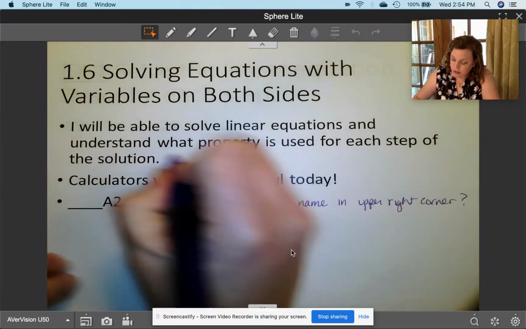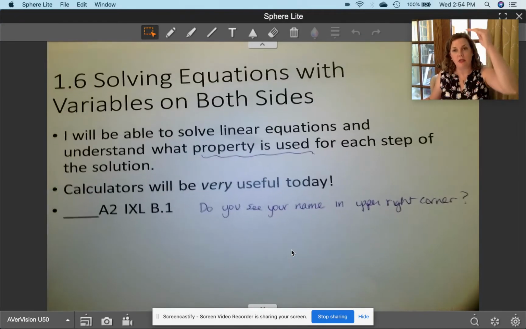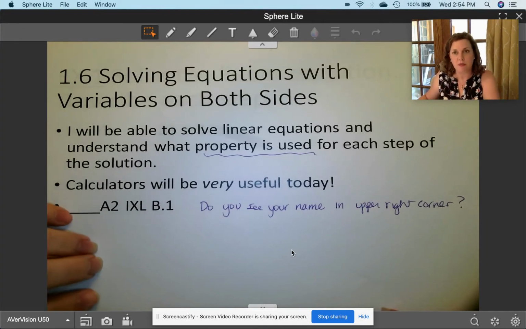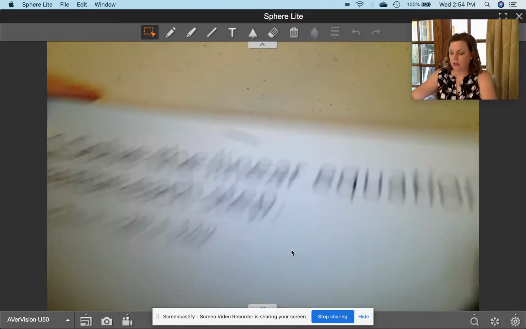All right, we want to understand what property is used for each step of the solution today as well. In IXL, there'll be little drop-down menus that you'll have to pick. Is this a distribute step? Is this a simplify? Is this like the addition property of equality? That sort of thing. So we want to make sure that we understand the steps.